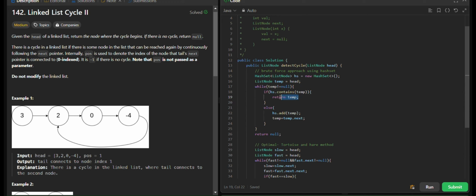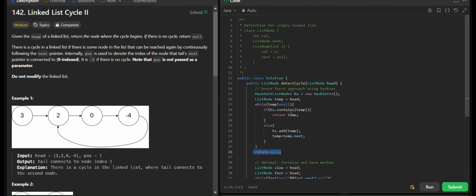Previously we used to return true if there is a loop, or false if there is no loop. Over here, 2 is the first node which we are revisiting, so we should be returning 2. As soon as you visit a node which is already visited, just return it out. Or if you do not visit any node which you visited once, return null. So this is the brute force. If you solved the first question, you can easily understand this.